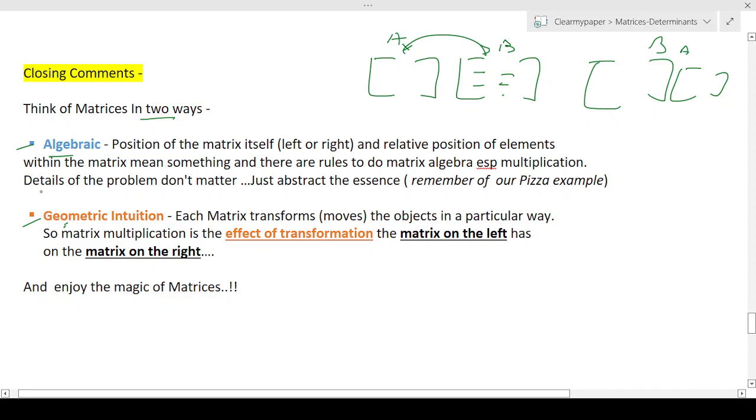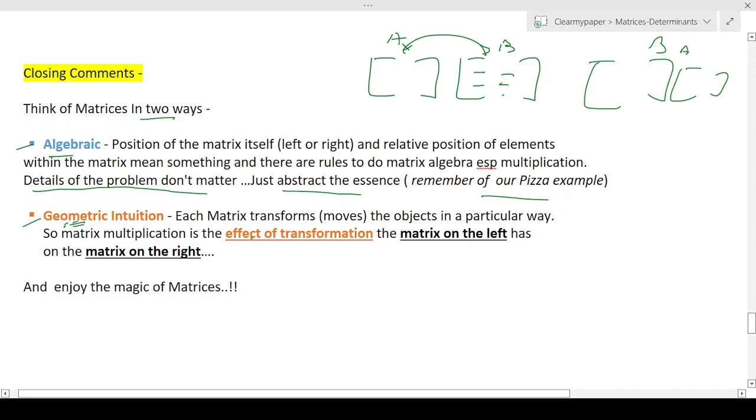And what does not matter is the nature of the problem, whether you're solving it for a pizza, whether you're trying to change the picture of a Mona Lisa, whether you're trying to reduce the size of a clock, all the examples that we saw, it does not really matter. The computer just wants to know the coordinates and it will create the effect. That's called abstraction. You're abstracting the essence of it, not worried about the nature of the problem. That's the algebraic definition. And all the rules of matrix algebra multiplication that I taught you about row and column apply. And the interesting intuition that you get is by using the geometric lens, right?